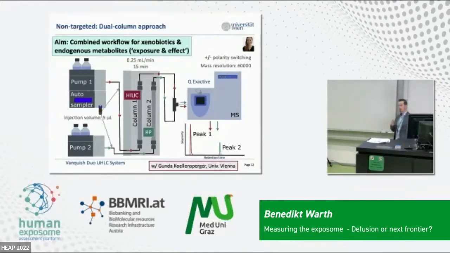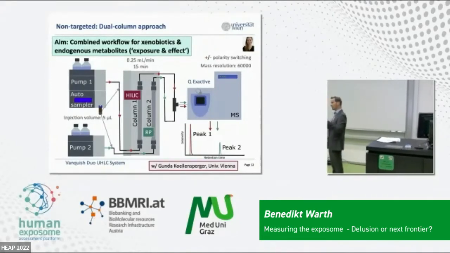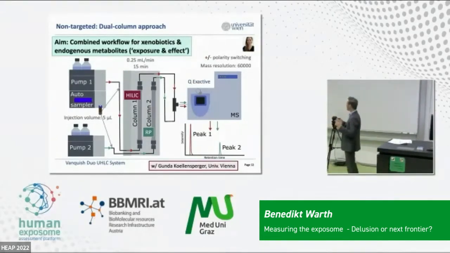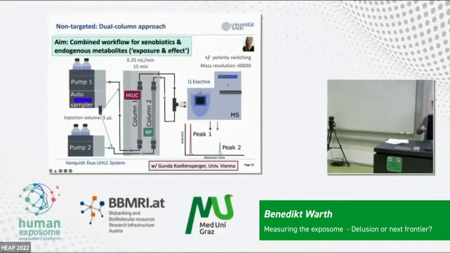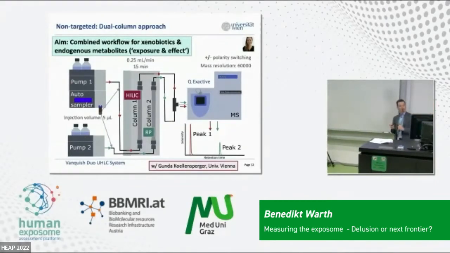So we wanted to make this faster and go in the high throughput direction. So what we did is to use very fast gradients, only 15 minutes, and then have 2 columns work in parallel. So we're injecting the sample once on a HILIC, a hydrophilic interaction liquid chromatography column, and on the other hand on this reversed phase that's covering more the lipophilic molecules. And then after the separation, we combine the effluents here in this T piece and go together into the mass spectrometer. By this we can reduce the runtime by 50%.